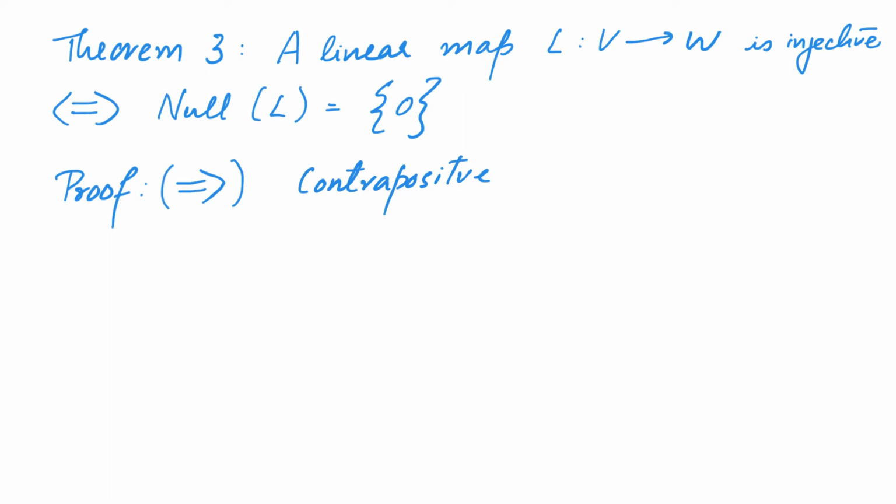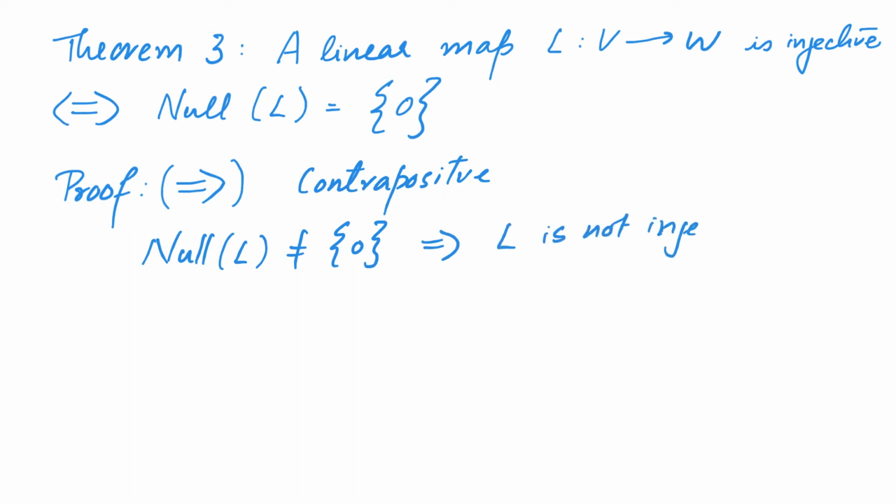What is the contrapositive of this statement? The contrapositive is the statement null of L is not equal to the singleton set 0 implies that L is not injective. And if we prove this, then we have proved that if L is injective, then null of L is equal to the singleton set 0. How do we prove this?